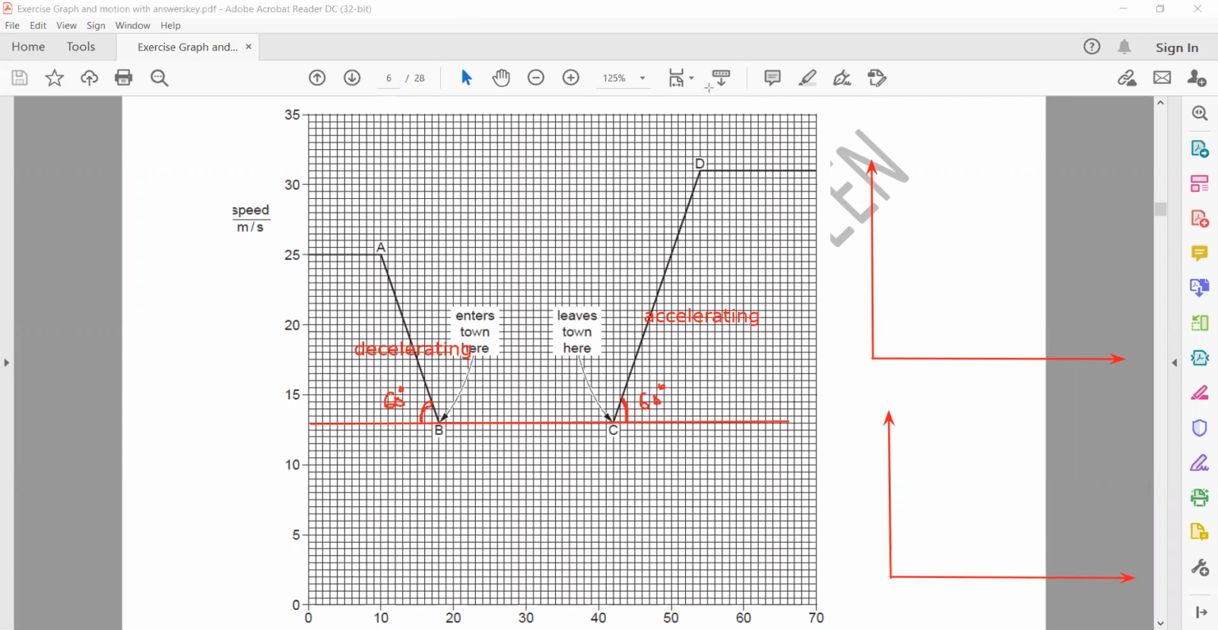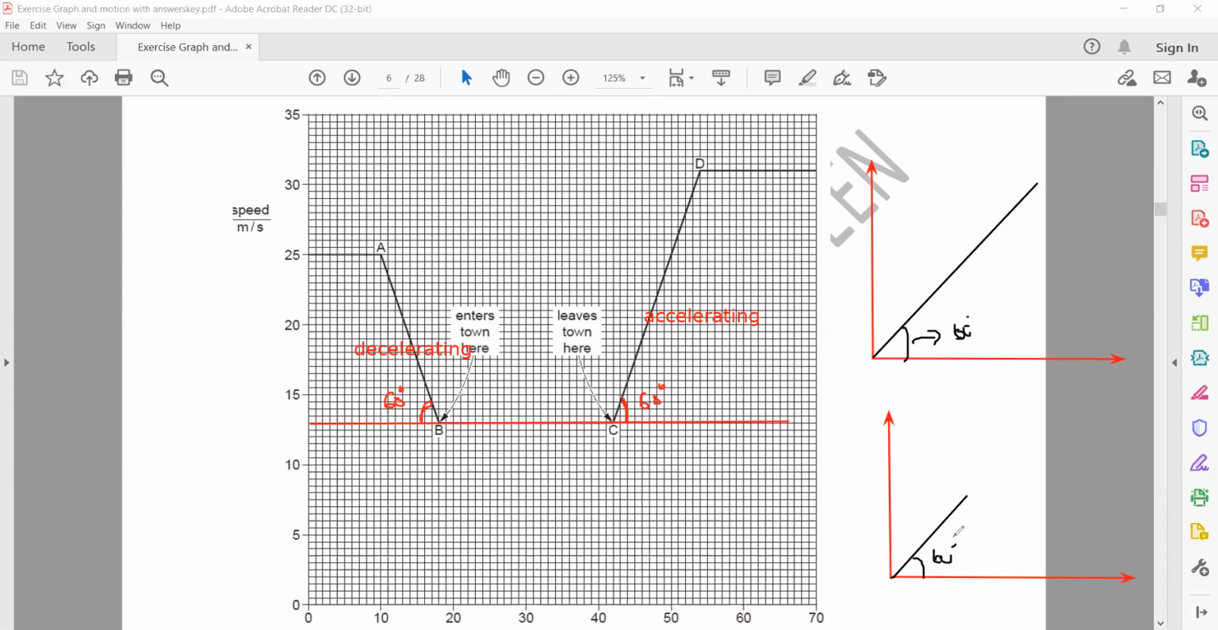One is a longer one, another one is shorter, but both have the same angles. Slope means angle here. So for example, if this angle appears to be 60, and this angle is also 60.